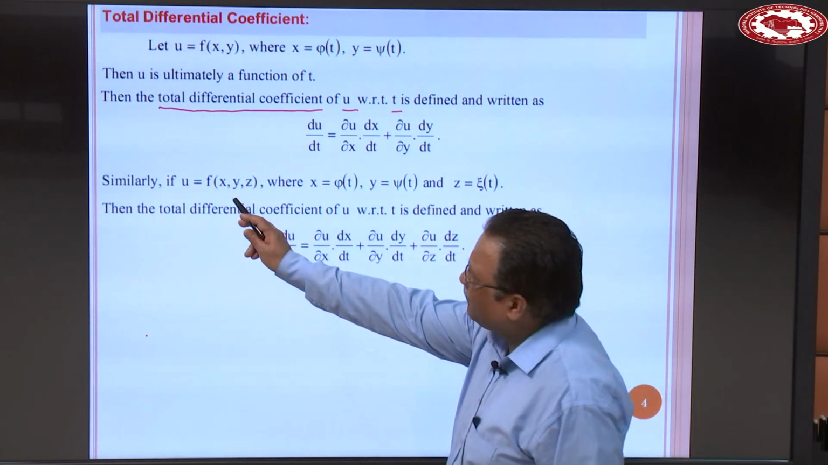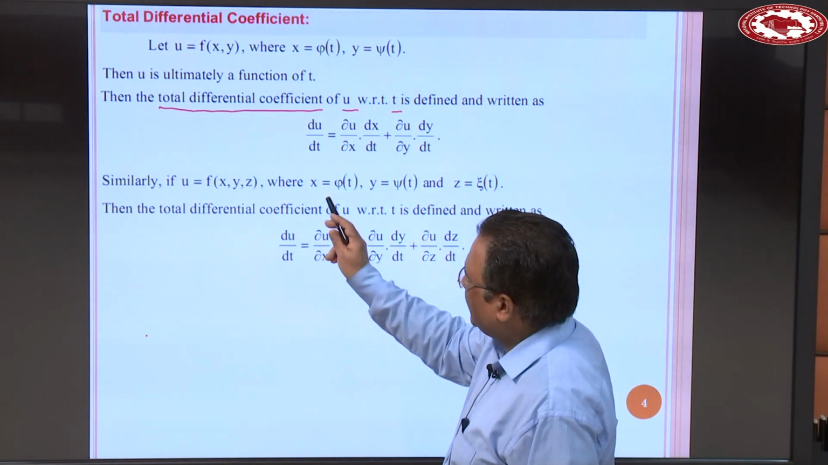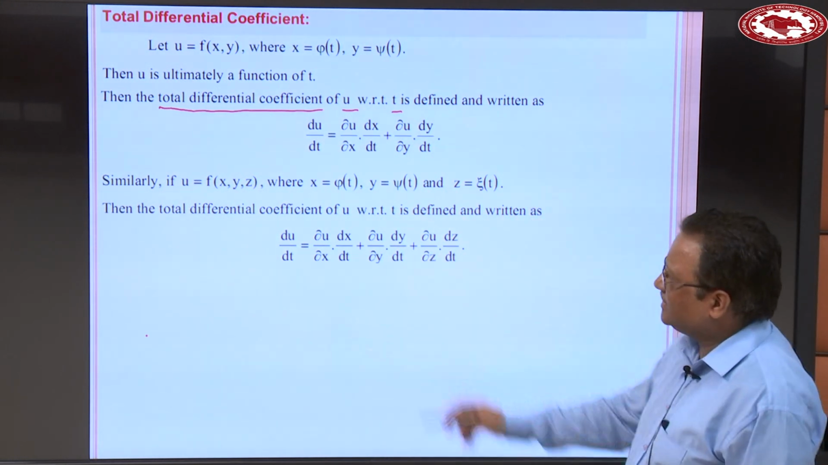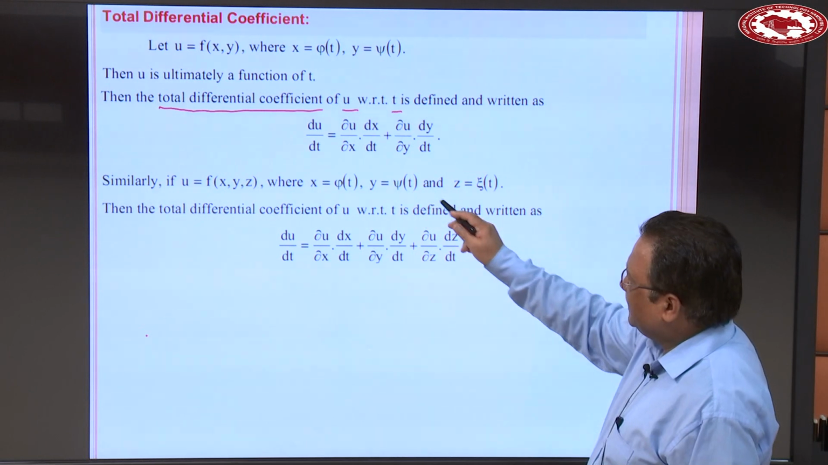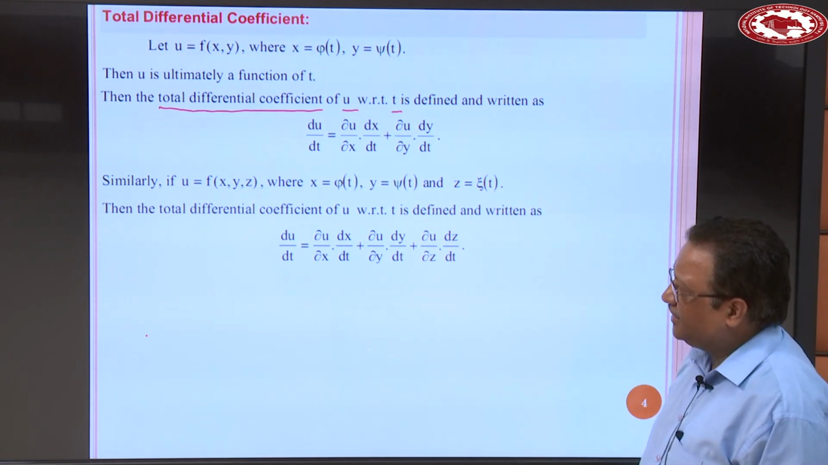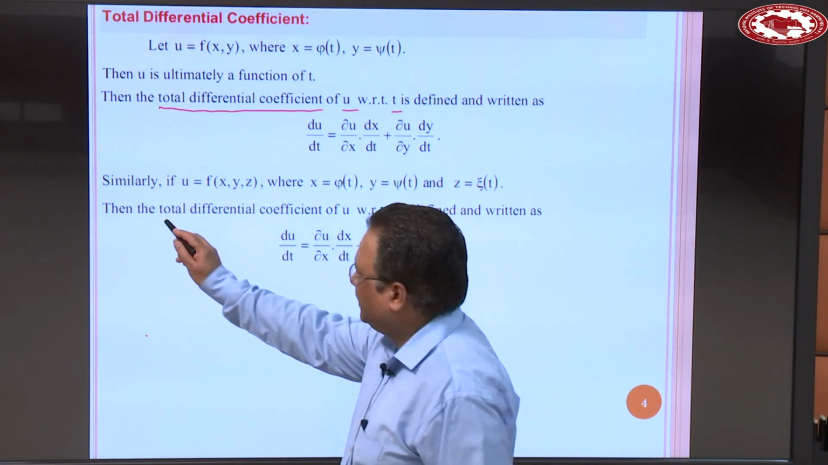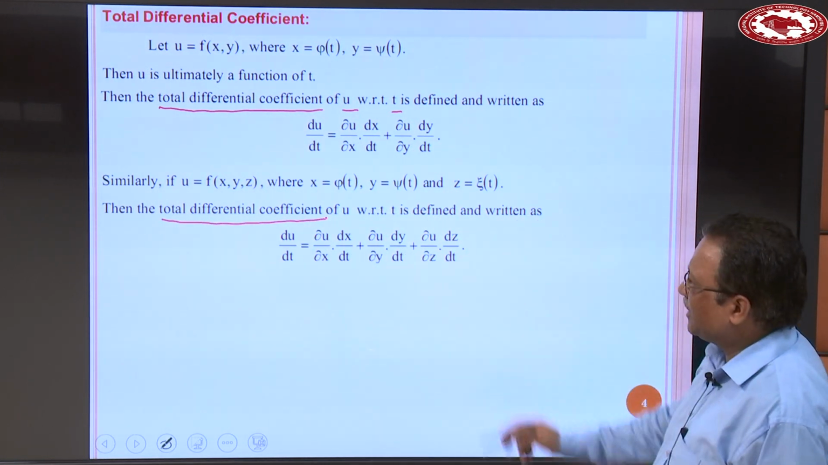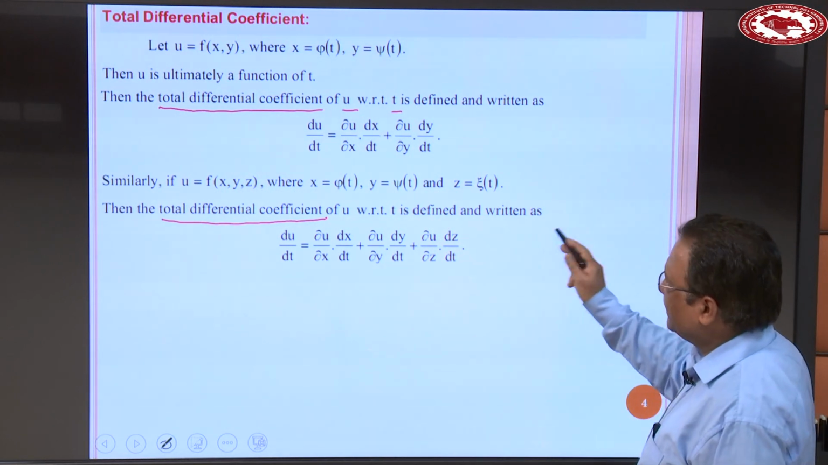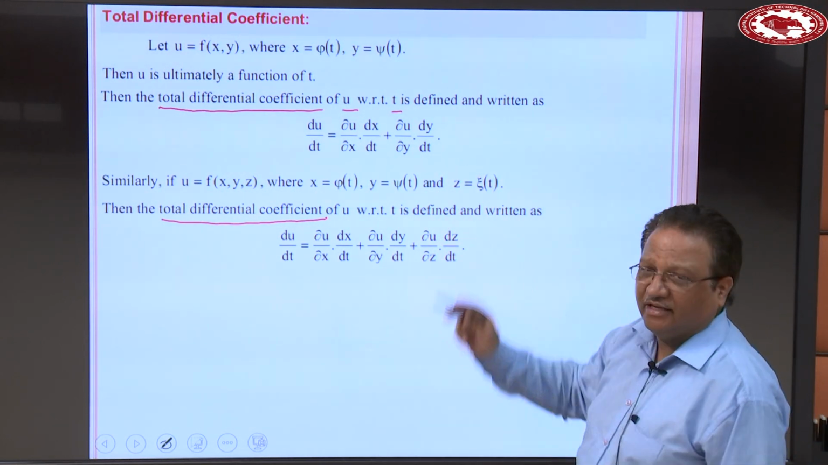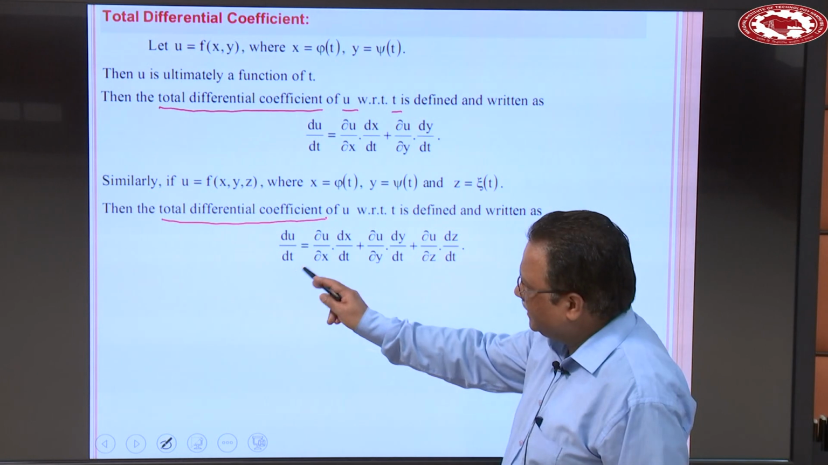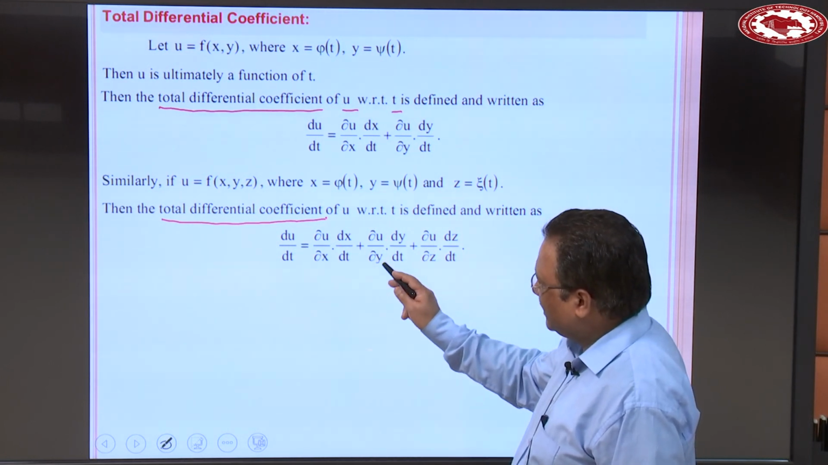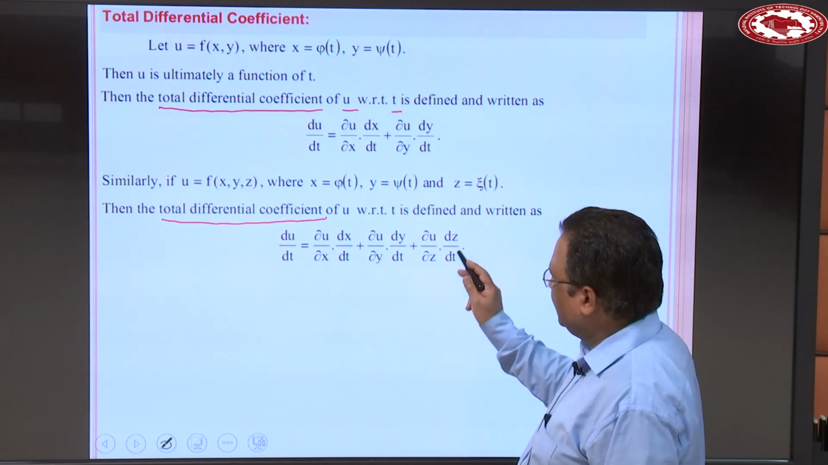Similarly, if u is a function of x, y, z and x is a function of t, y is a function of t and z is a function of t, x is phi(t), y is psi(t) and z is zeta(t), then this total differential coefficient of u with respect to t is defined and written as, just you expand this expression. Okay. So, du over dt is equal to ∂u/∂x dx over dt, ∂u/∂y dy over dt, ∂u/∂z dz over dt.